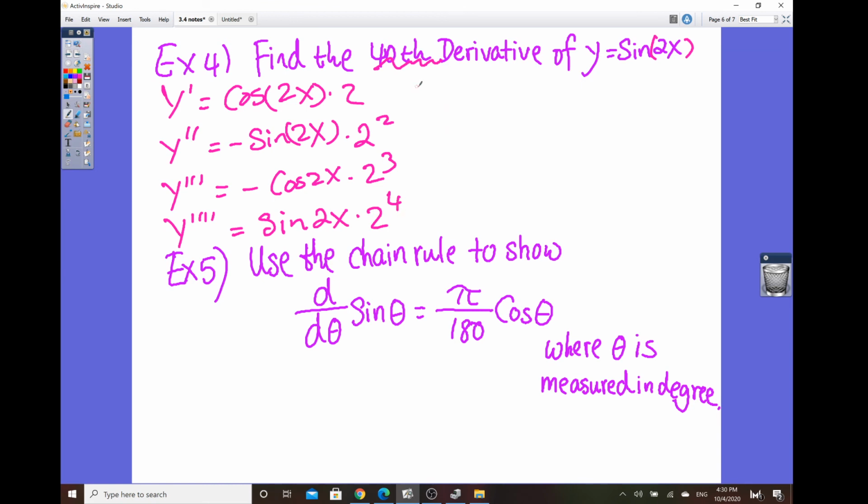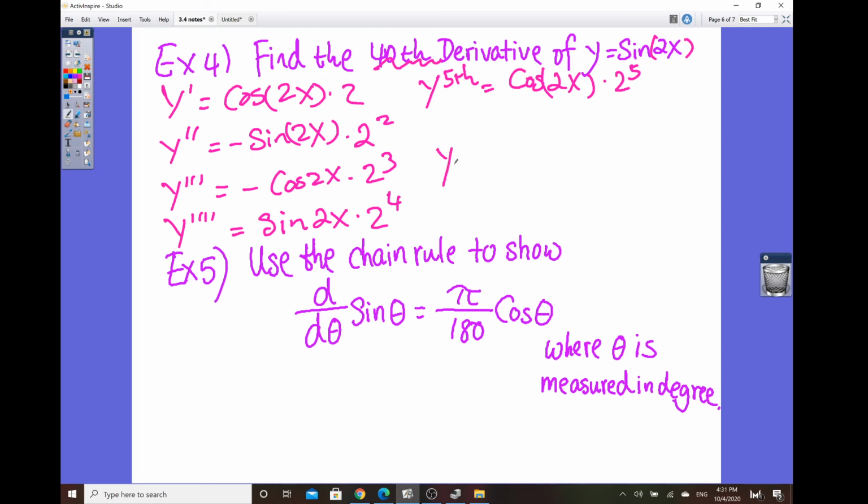And now what about the fifth derivative? That would be going back to what? Cosine of 2x times 2 to the power of 5. Now, do you guys see the pattern here? So the first derivative is cosine, the second is sine, and then the third one is going back to cosine. So it's just going back and forth, alternating. And then the sign changes. So every fourth derivative, it's always going to what? Sine. So this one is the 40th derivative.